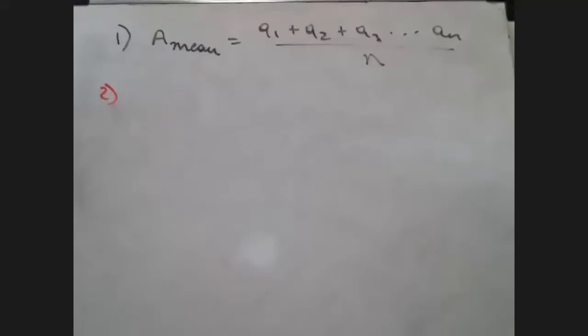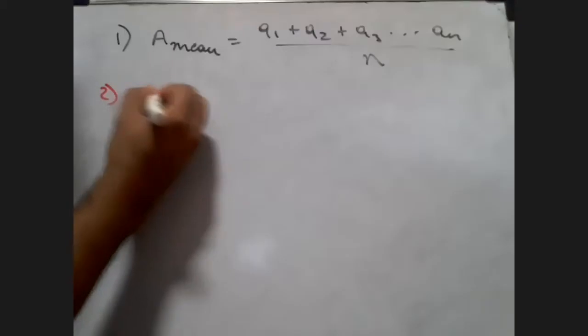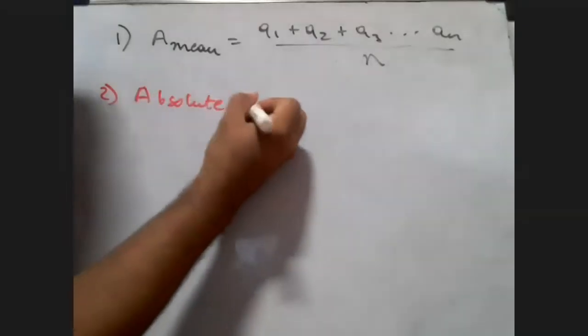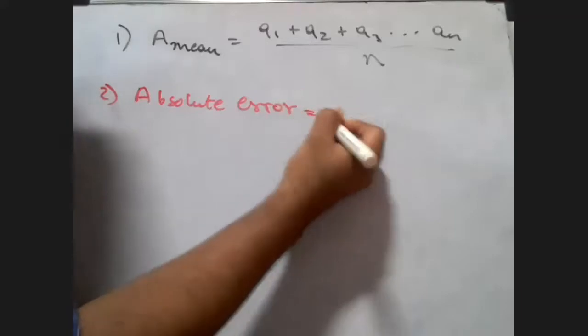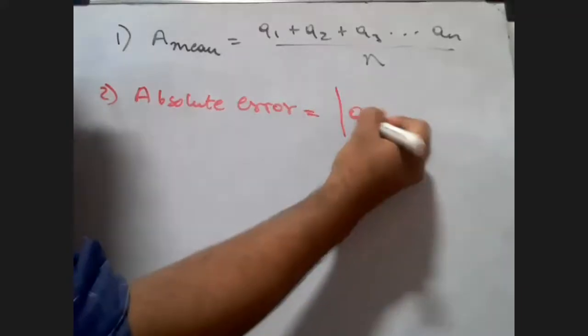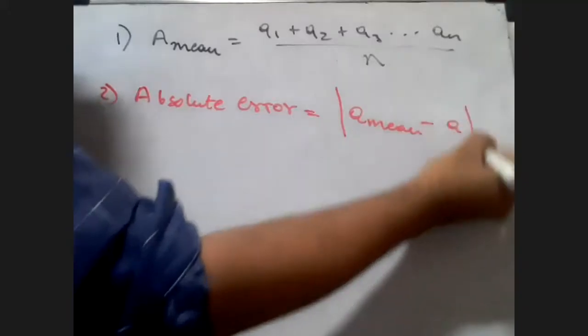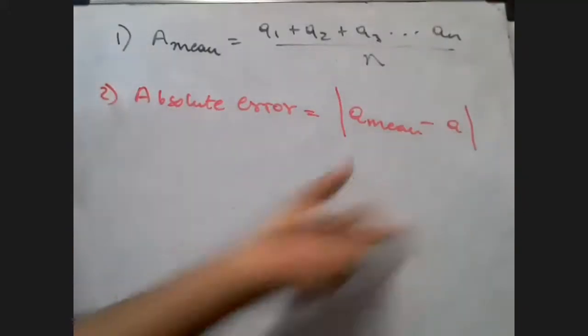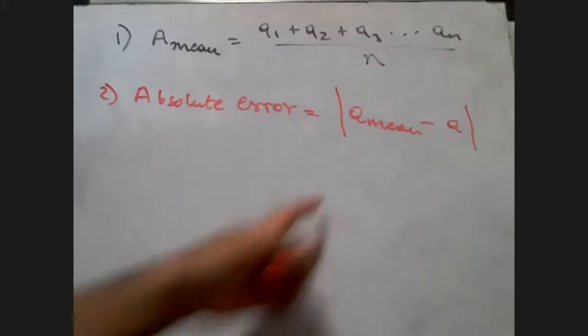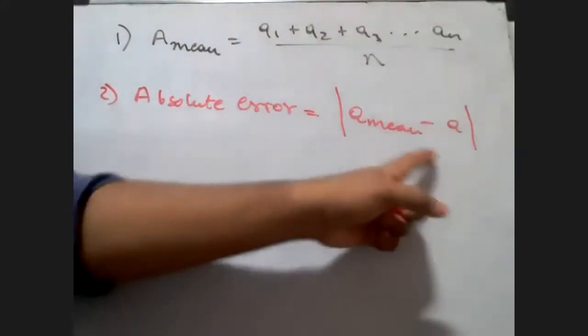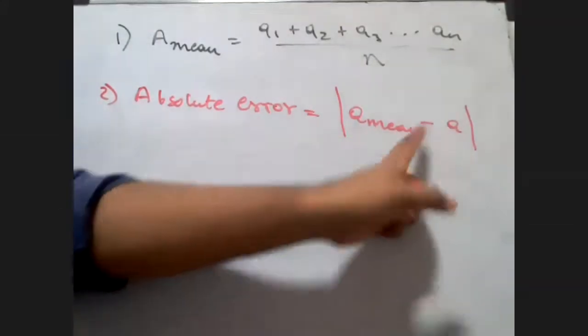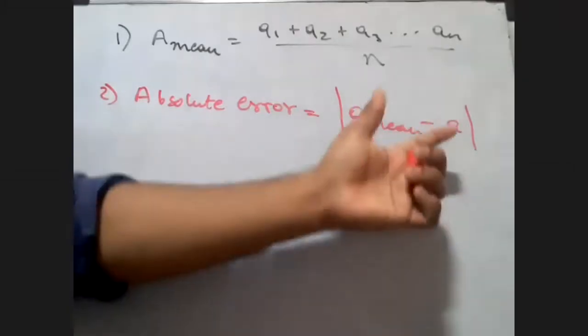The second one is absolute error. Absolute error is going to be mod of A mean minus A. Remember that errors are always positive, students. Errors will never be negative. Even if you get a negative value, say negative 0.1, it is going to be positive again.